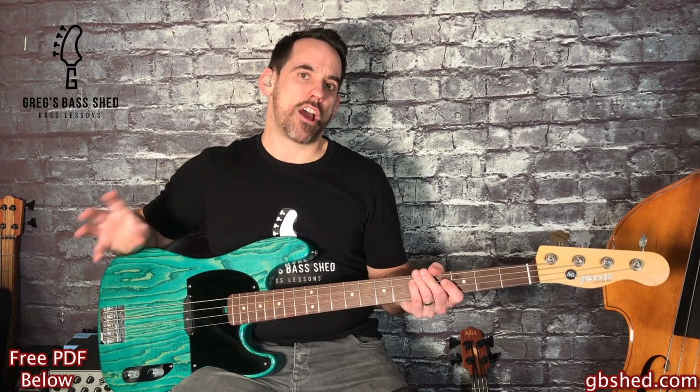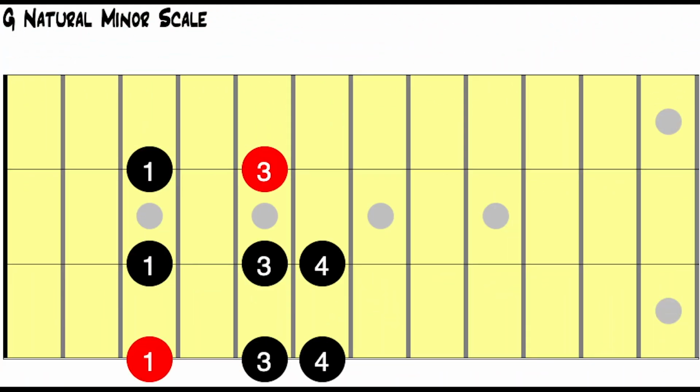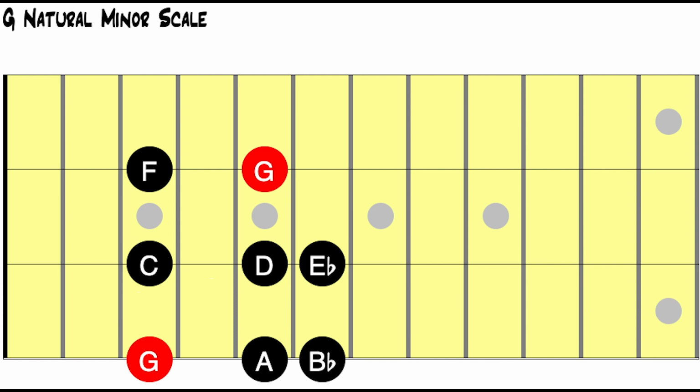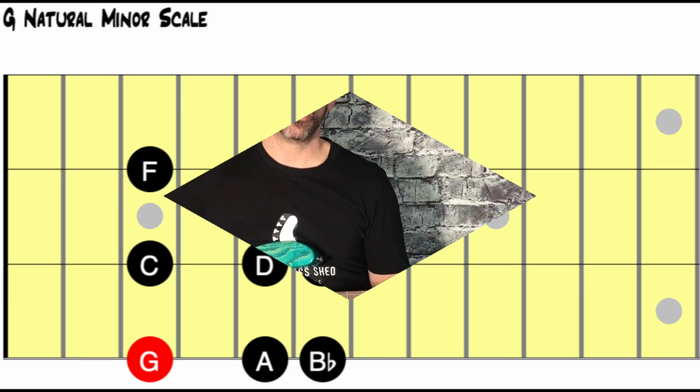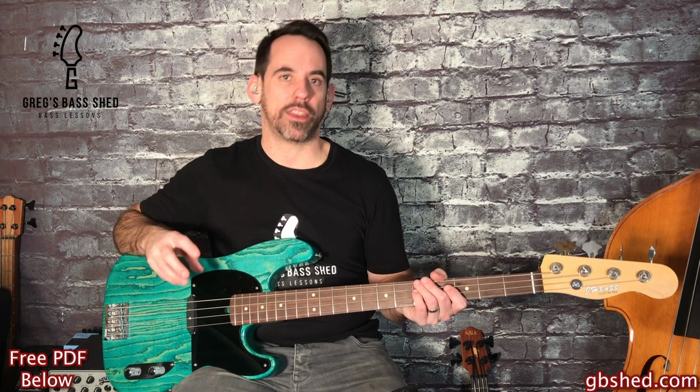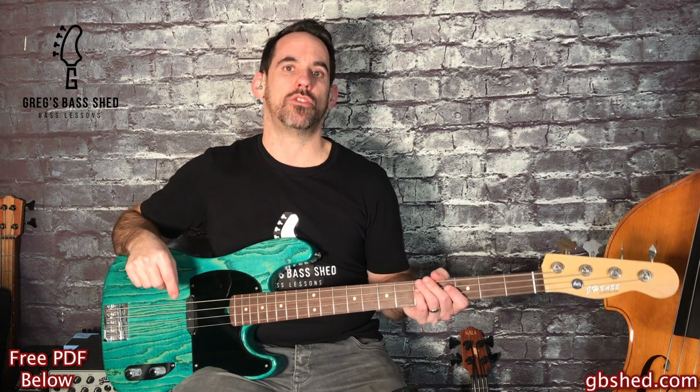This is a fret diagram for the G natural minor scale, showing what fingers to use. And this is the fret diagram for the G natural minor scale, showing what the note names are. You can reference these diagrams plus more information about the natural minor scale by clicking the link below this video in the description, and I'll send you a PDF.